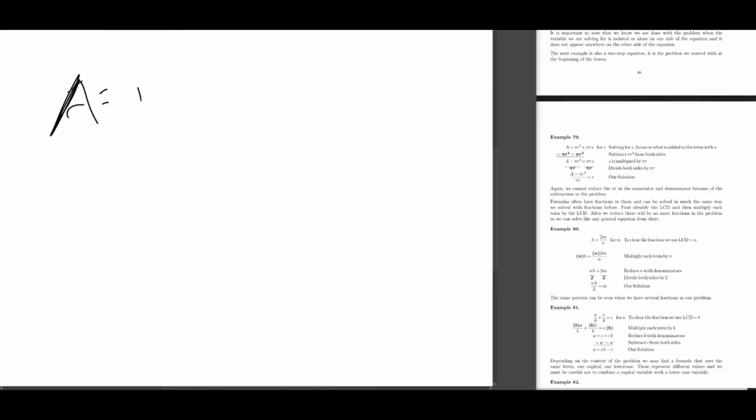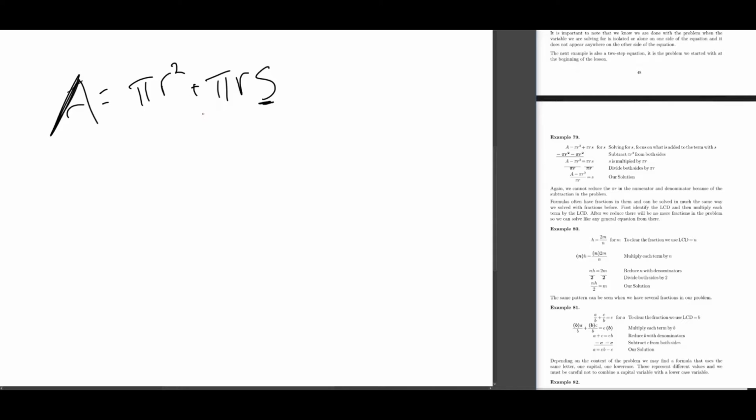Area equals pi r squared plus pi r s. And they say here, solving for S, focus on what is added to the term S. Okay. So I guess what they're trying to tell us, these are the tricky things that they're going to do with us. There are very, very tricky people here that do this. So what we're going to do is we're looking for this thing.